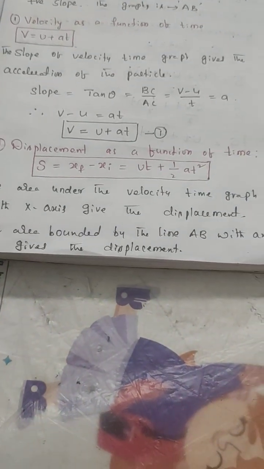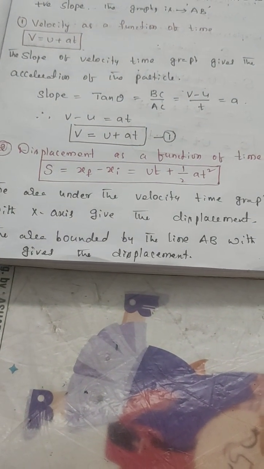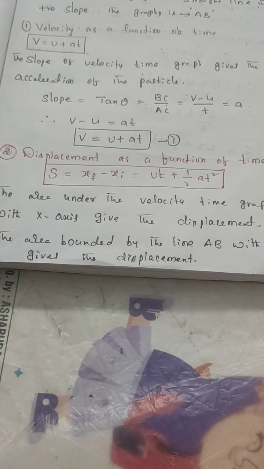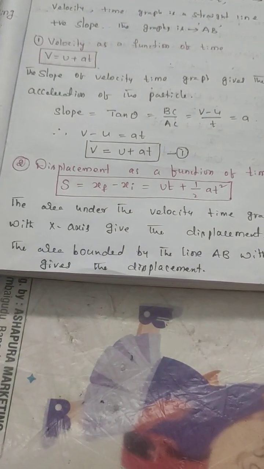Displacement as a function of time. Second equation: S is equal to ut plus half at square. Now, how do we get this equation?